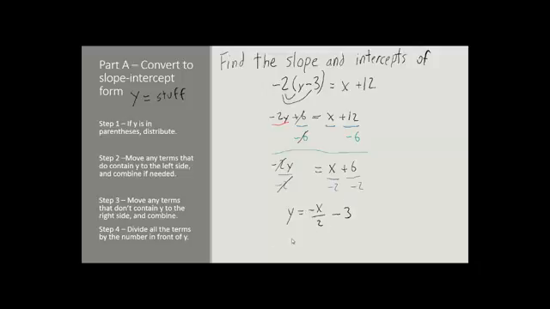One more thing. Something else they like you to do in this class, sometimes, is if you have -x over 2, realize that there is an understood 1 in front of that x. And that will allow you to rewrite the equation as y equals -1/2x minus 3. And now our equation is in slope-intercept form.